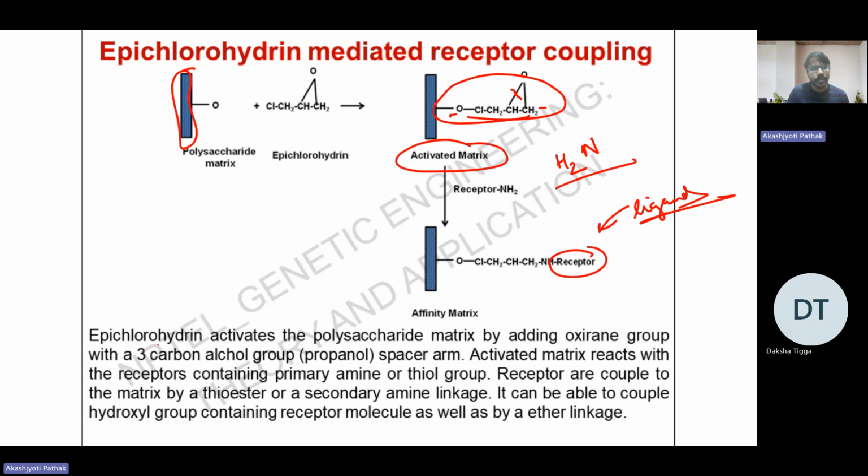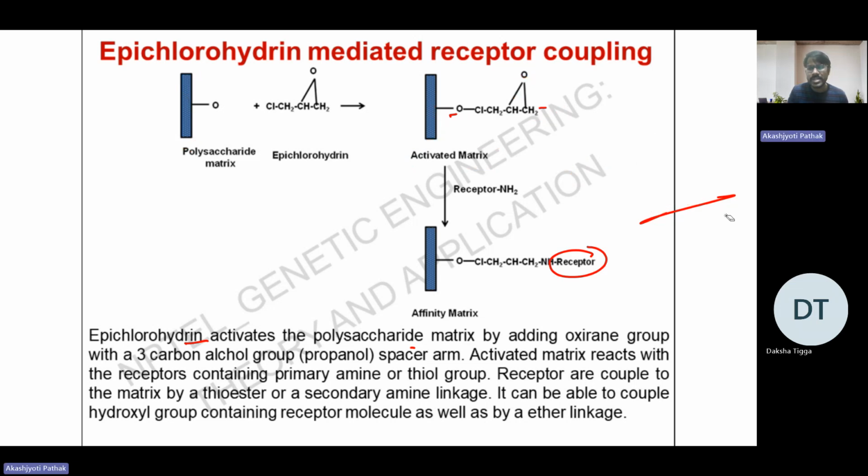So remember these things. Epichlorohydrin activates the polysaccharide matrix. So your matrix is what? They are all polysaccharide materials. It is either polyacrylamide based, it is dextran based. So they are all polysaccharides basically. So this activates the polysaccharide matrix by adding these oxirane groups. So this is your oxirane group. If you remember a little bit of ether and organic chemistry, you will know that this is an oxirane group with a 3 carbon alcohol group space around.